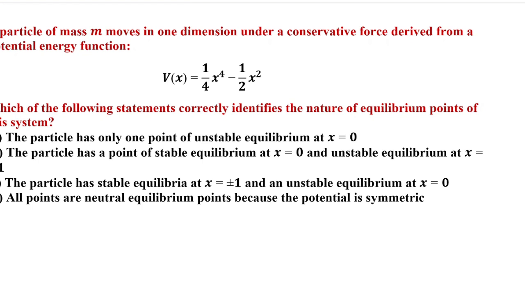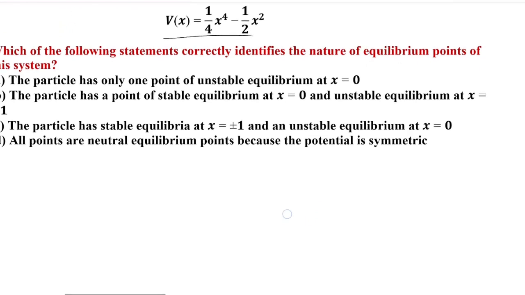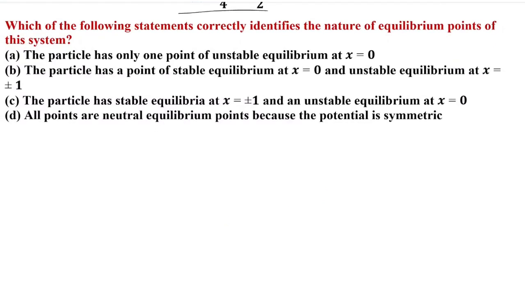So now we'll see the next problem. A particle of mass m moves in one dimension under a conservative force derived from a potential energy function given by V of x is equal to 1 by 4 of x power 4 minus half into x square. Which of the following statements correctly identifies the nature of the equilibrium points of the system?